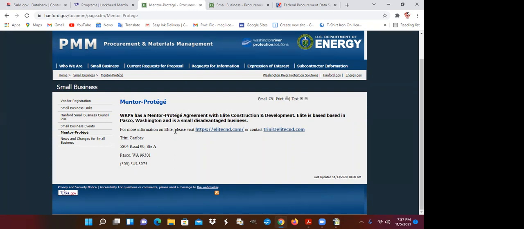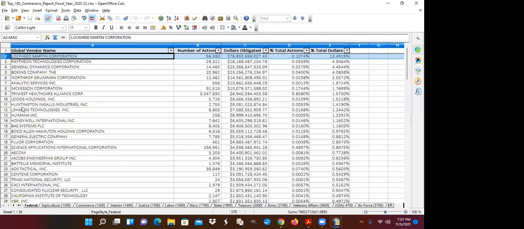All right. So this particular company right here, under their Mentor Protege program, is going to expire. So when they expire, you can be putting in to actually go in as a Mentor Protege under the Mentor Protege program as well. That's how you go to these companies to utilize the information that they have in finding these companies.